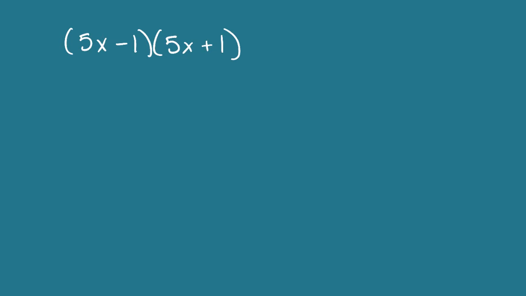Here's another example. Conjugate pair. I square the 5x. That's 25x squared. I put a minus sign, and I square the 1. That's what it multiplies to. We don't have to go through all the math anymore. Okay, this only works with conjugate pairs.